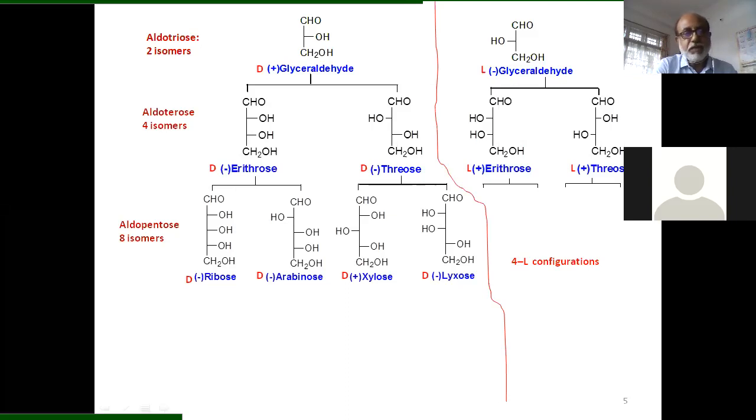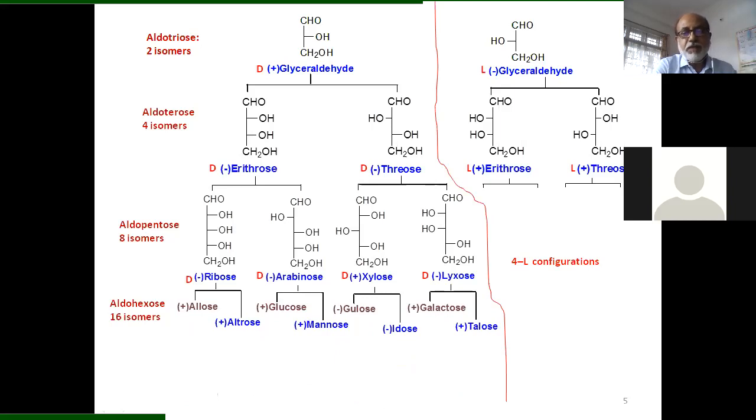Similarly, when we go to aldohexose, what will happen? For aldohexose, there will be 16 structures. Half of them will be D structures, and half of them will be L structures, right? So 8 of them. 2 will come from here, 2 from here, 2 from here, and 2 from here. So that will make it 8, and another 8 will come from the L series. Now you know the trend.